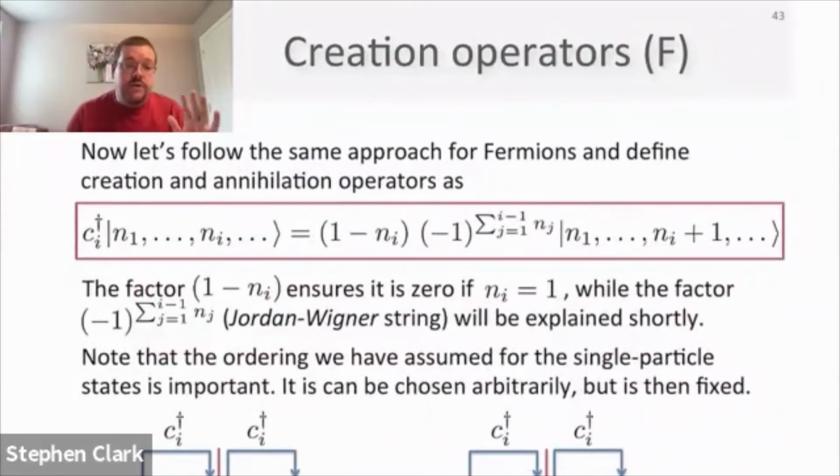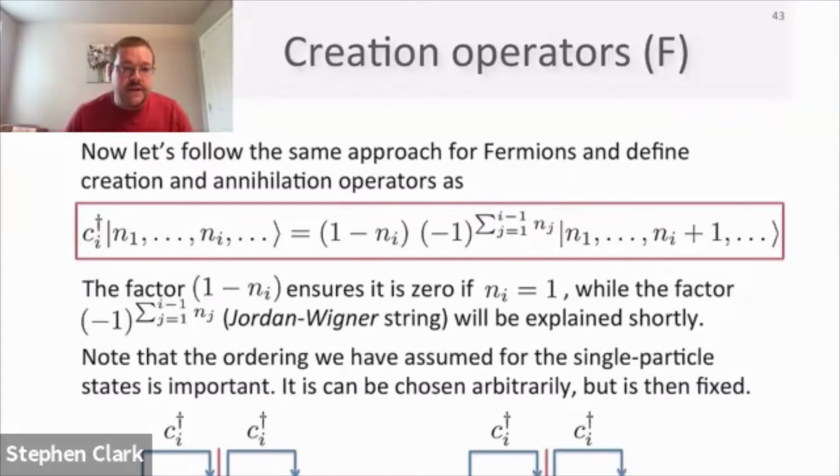Okay, bosons are fine, but fermions are what we're really interested in, because they obviously describe electrons, and they've got a slightly more annoying property to them. So what we've got here is that I've defined what a fermionic creation operator does.